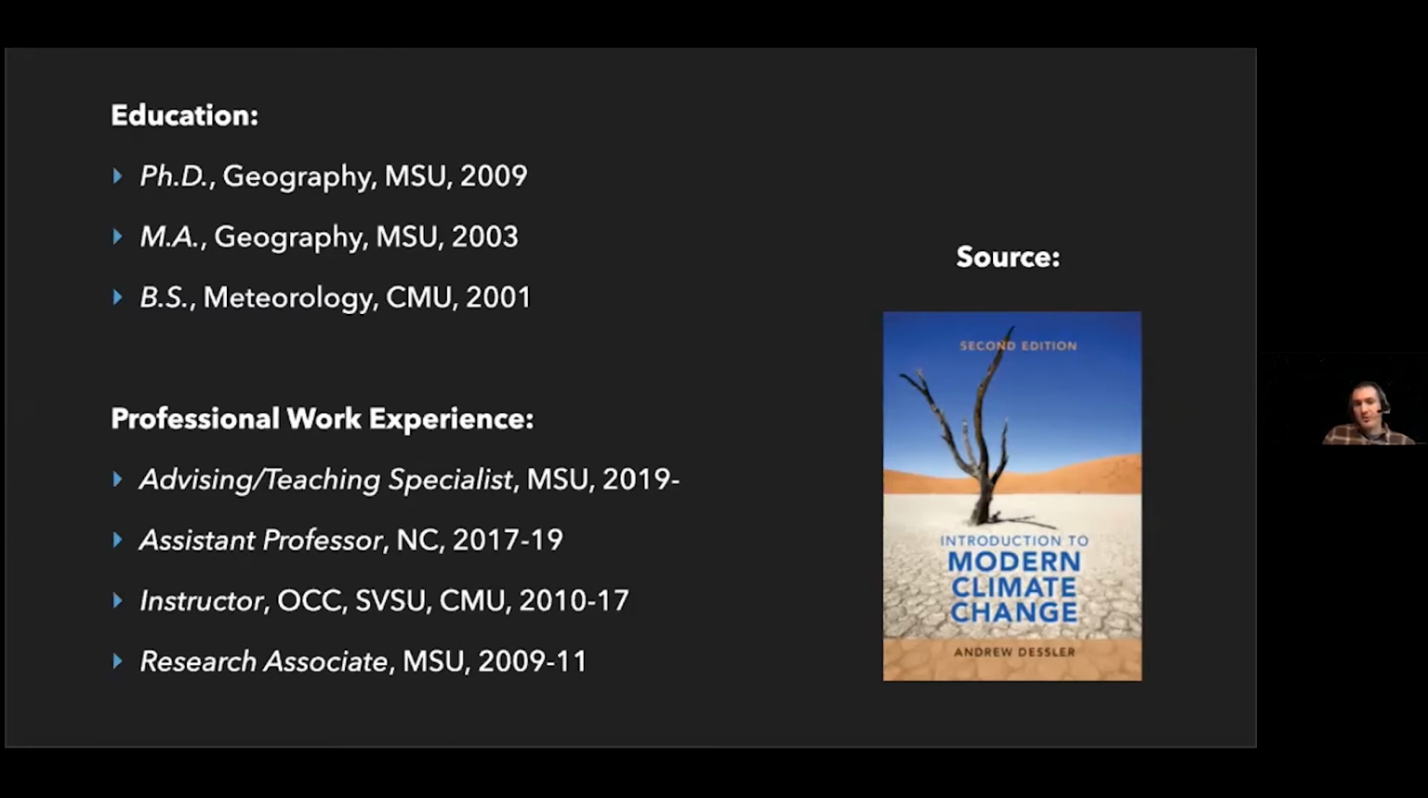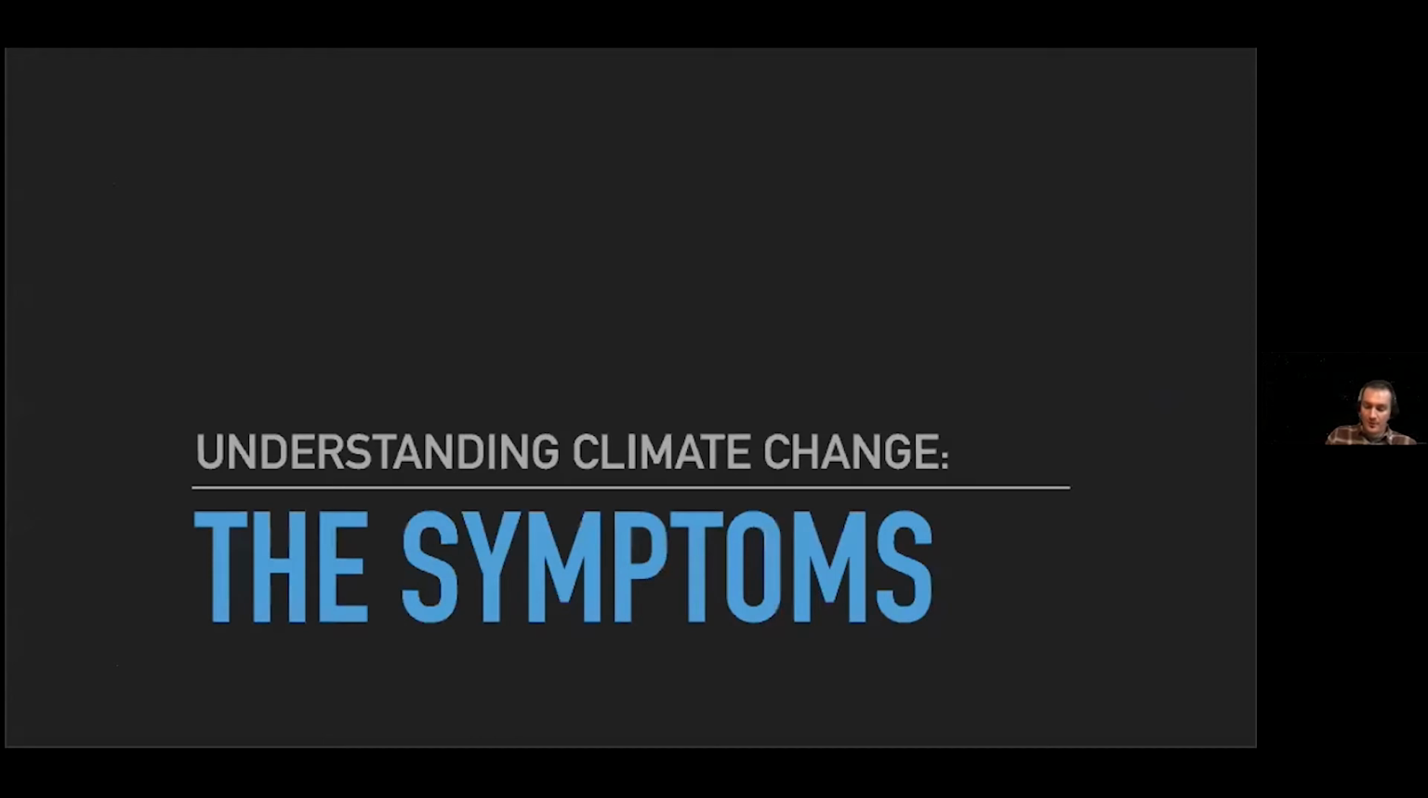The primary source for the material, the figures that I'll be showing you today, is from Andrew Dessler's textbook on modern climate change. This is the textbook that I'll be using in my People and Environment course starting in January. It's starting to look increasingly like we'll be online in the spring as well here at Michigan State University, although no formal announcement has been made yet.